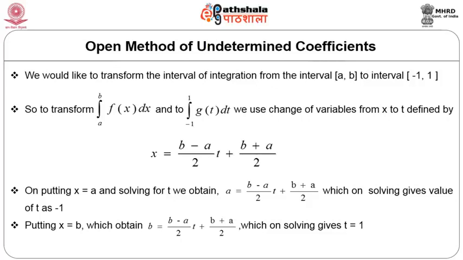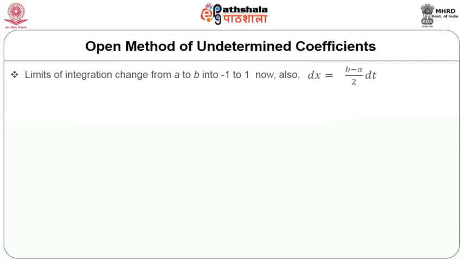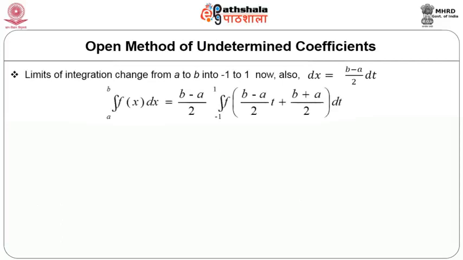When x is equal to a, we get the equation a is ((b minus a)/2) t plus (b plus a)/2. On solving, it simplifies to t equal to minus 1. And similarly, when x is equal to b, we get b is ((b minus a)/2) t plus (b plus a)/2. Taking (b plus a)/2 to the left side, we get ((b minus a)/2) t is equal to (b minus a)/2, and so we get the value of t as 1. So our limits of integral change from a and b to minus 1 and 1.